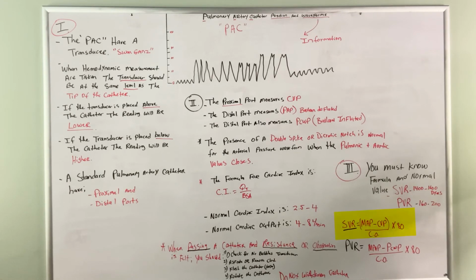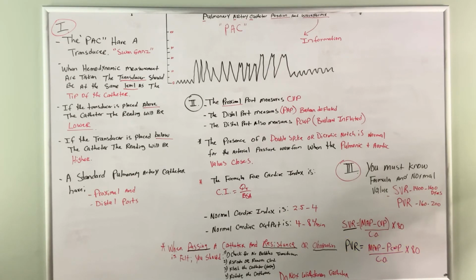Your systemic vascular resistance is equal to your mean arterial pressure minus the CVP, central venous pressure, over cardiac output, times 80. The times 80 is so that you can get that fraction into dynes. The PVR calculation is mean pulmonary artery pressure minus pulmonary capillary wedge pressure, divided by cardiac output, times 80. Because you multiply the answer by 80, that will turn your answer into dynes.